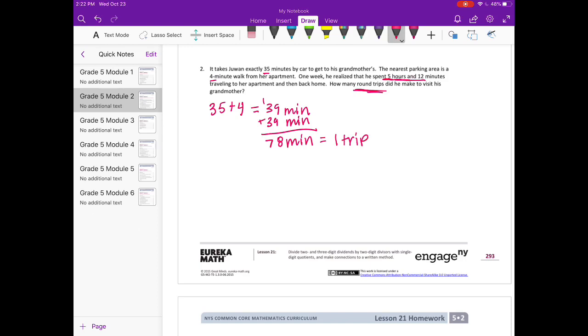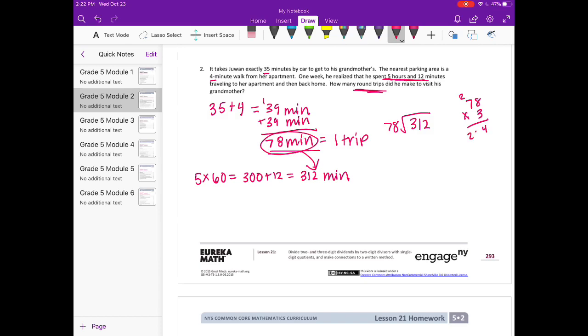So 5 hours and 12 minutes. Since this is in minutes, let's get this also in minutes. So 5 hours times 60 is 300 minutes plus 12 minutes is 312 minutes. So we need to see how many groups of 78 minutes can go into 312 minutes. Let's try, I think it could go in about 3 times. So 8 times 3 is 24. 3 times 7 is 21 plus 2 is 23. So that's a little low.